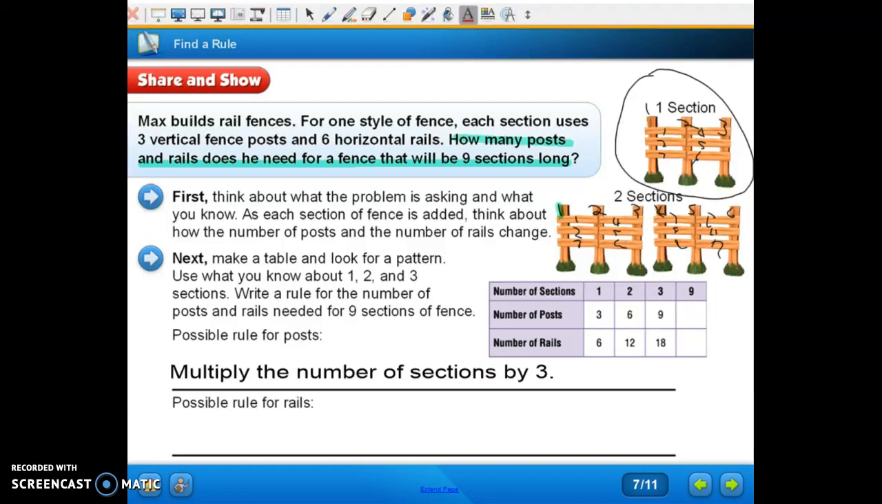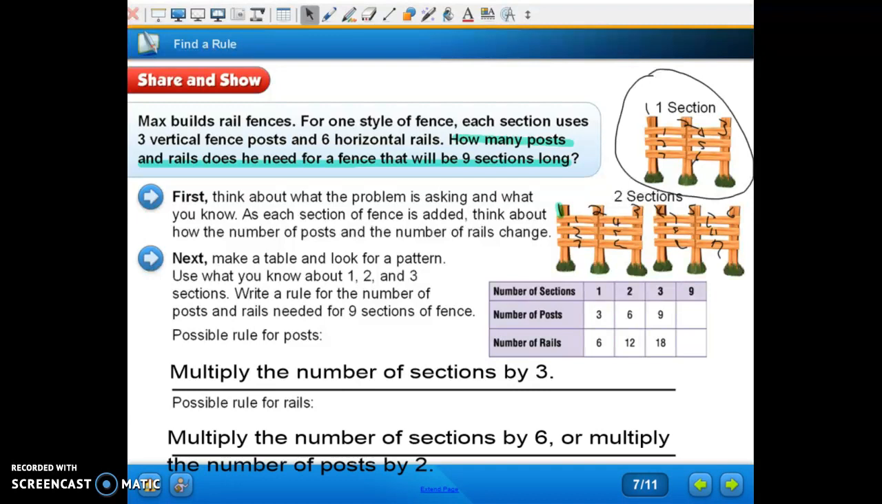So now we can look at our rails in a different way. For each section of fence, how many rails did we need? 6. But comparing 3 posts to 6 rails, we could take our posts and multiply by 2. So there's 2 ways to do this one. Here we go with that in words. Multiply the number of sections by 6, or multiply the number of posts by 2.